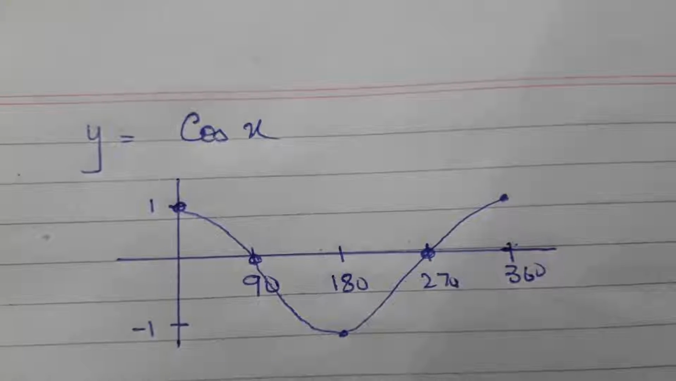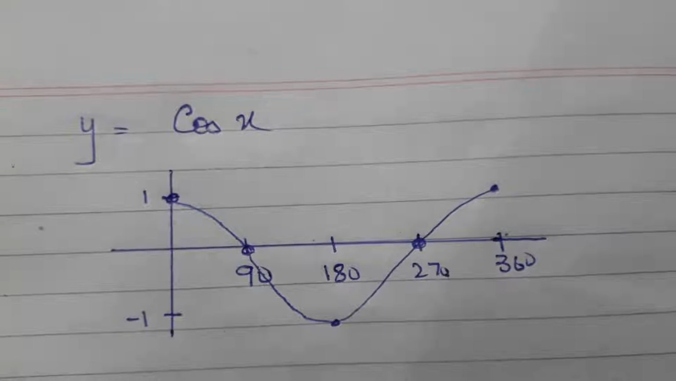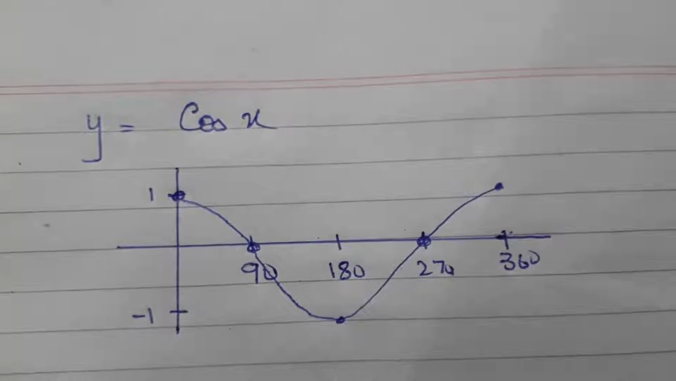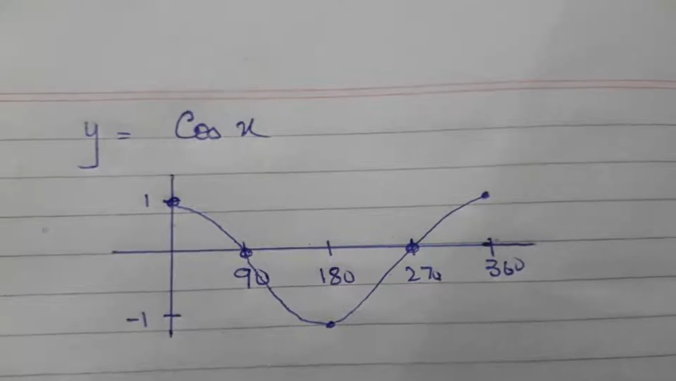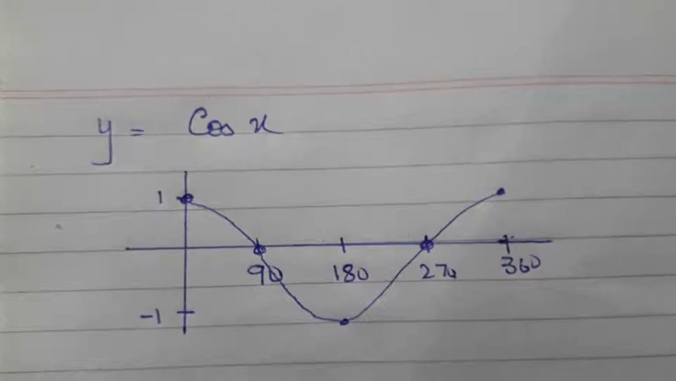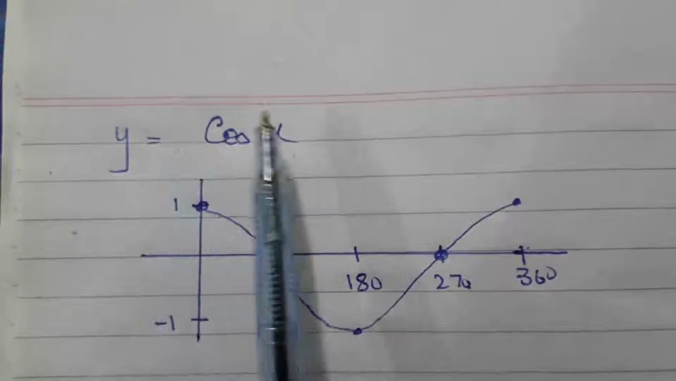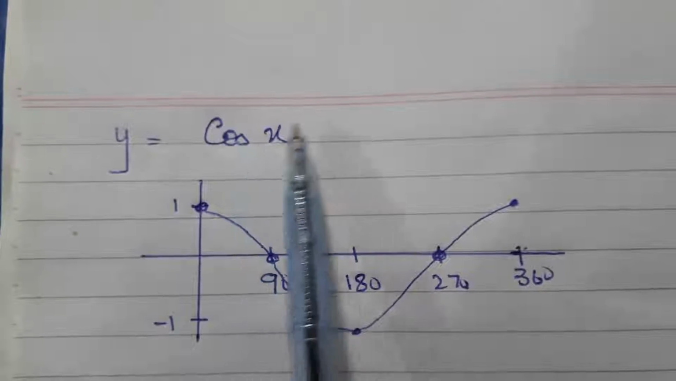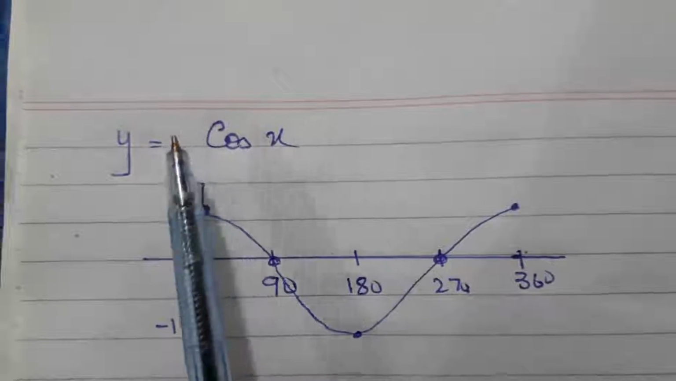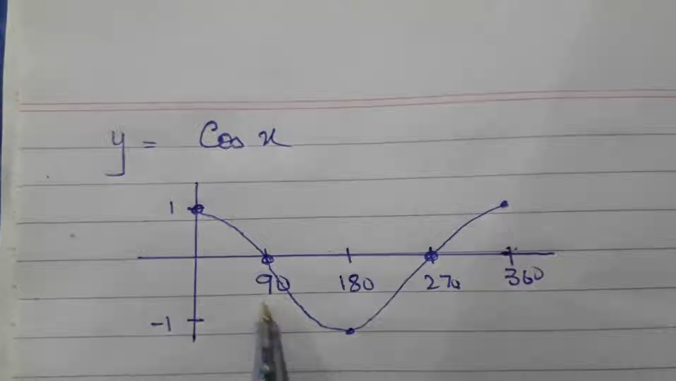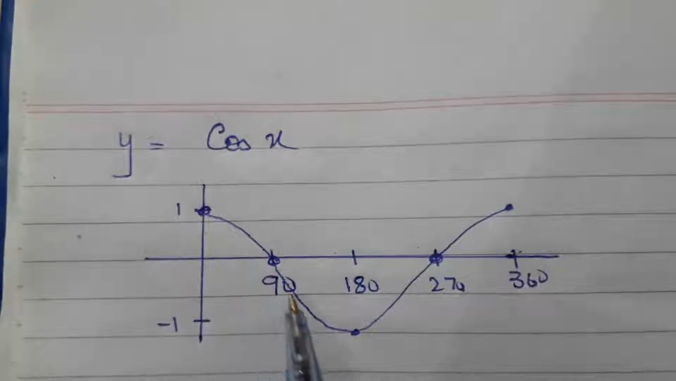Today I will teach you, or explain to you, how to sketch the cos graph, the trigonometric function cos x. It's a general function right now. Nothing is multiplying with this x, no addition and subtraction here. So, general cos function, and the sketch of this is this.